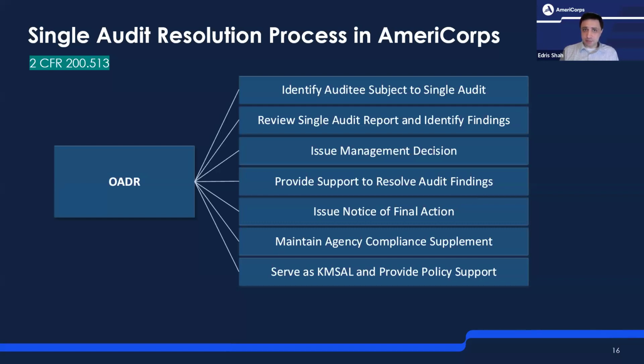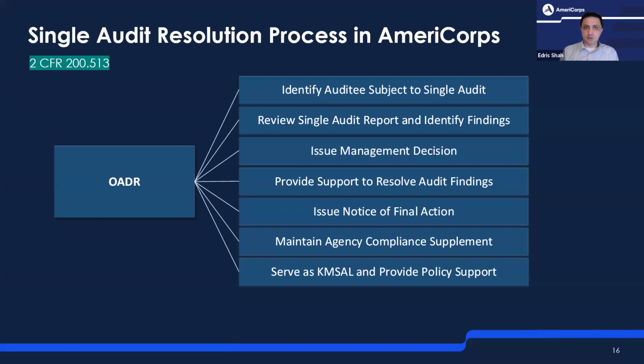We typically issue a management decision after reviewing the findings, and that happens within 6 months of the issuance of the report. If there are findings that have not been resolved at the time we issue the management decision, we follow up. We work with the auditee or the grantee to make sure that those findings are completely addressed within 12 months of the issuance of the audit report. At that point we may have to issue a notice of final action, and that happens only if there are findings still open after the issuance of the management decision.